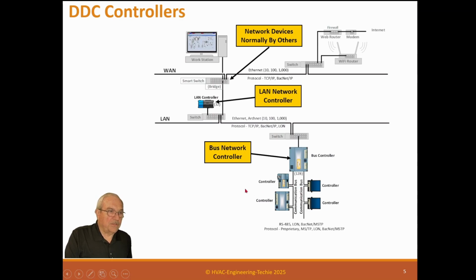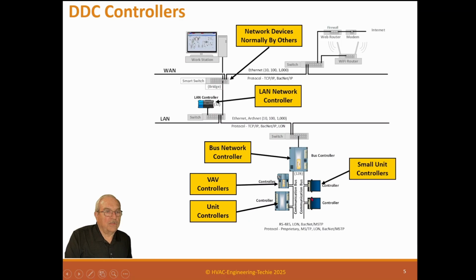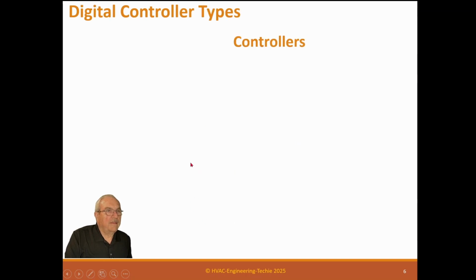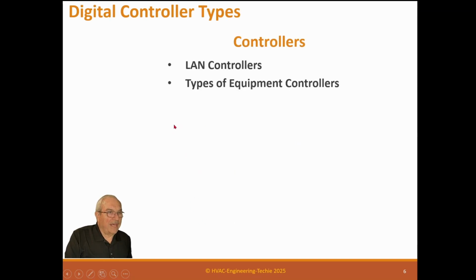We'll explain the bus in the architecture video, but basically there are different kinds of lower-level networks, and these are the controllers that are hanging down in there. Today we're going to talk about these and these, so we'll talk about their detail. This is a VAV controller, this is a unit controller, and these are small controllers. So controllers: we have LAN controllers, types of equipment controllers, and application specific controllers, which basically come pre-programmed.